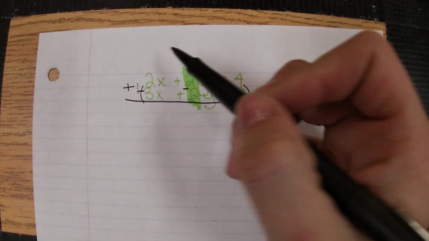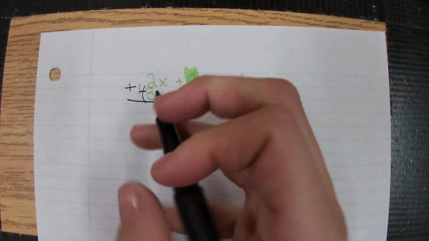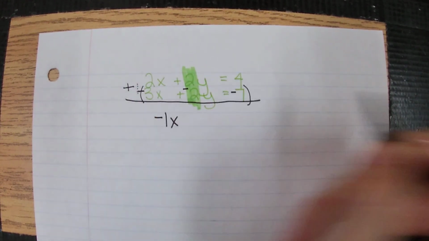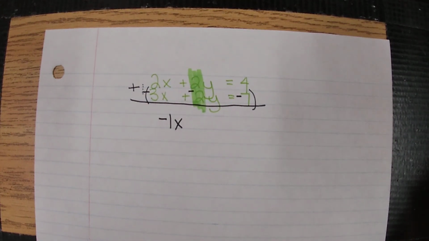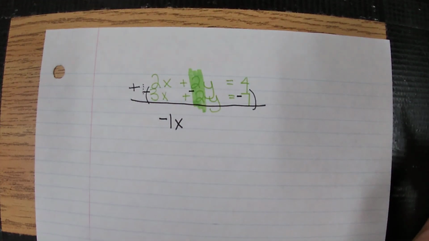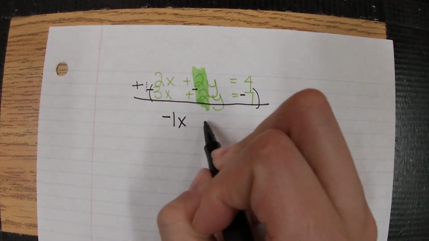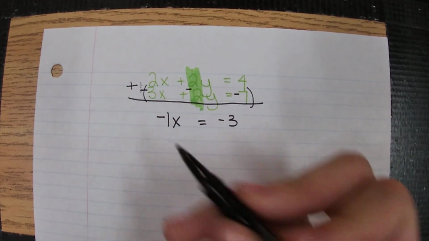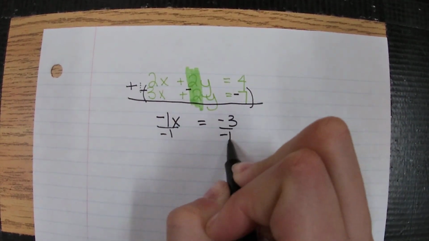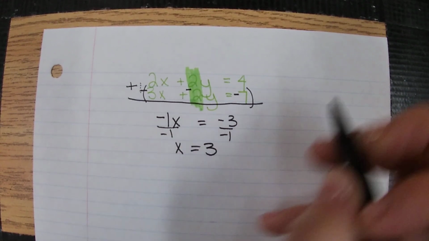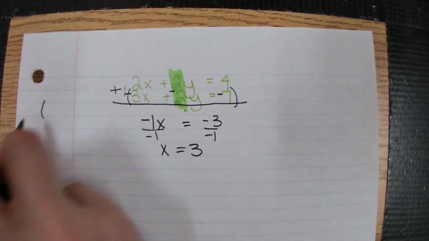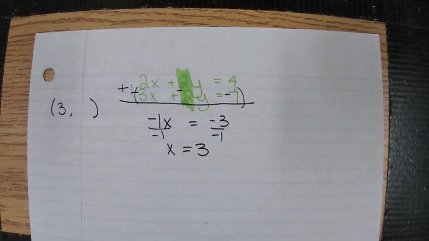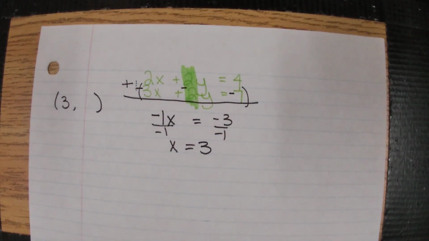And so now I can just take 2x plus -3x is a -1x. My y's are going to cancel out. 4 and a -7 gives me a -3. And this is something I know how to solve. So I will have x equals 3. But again, I'm not done yet. I still need to plug that in to find my y value.